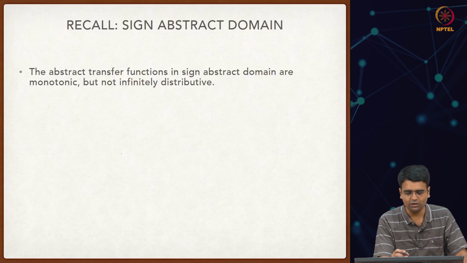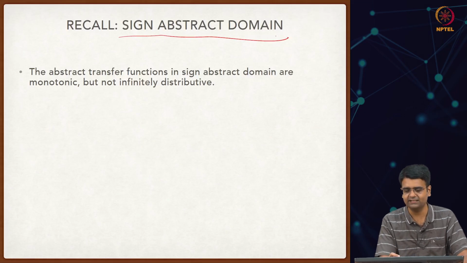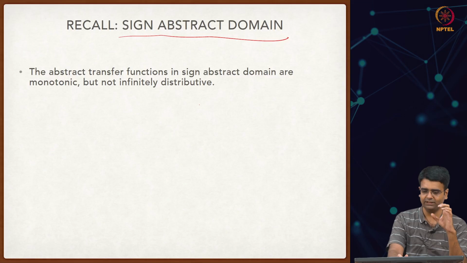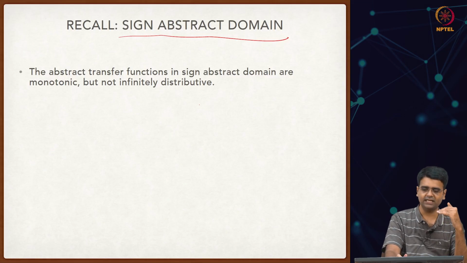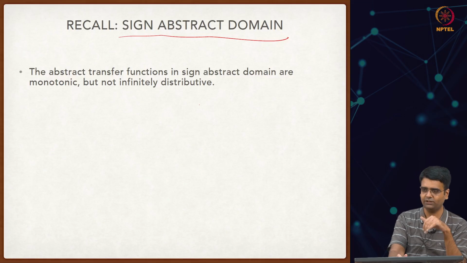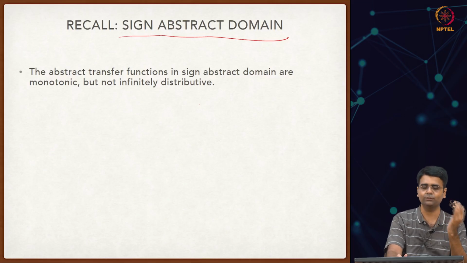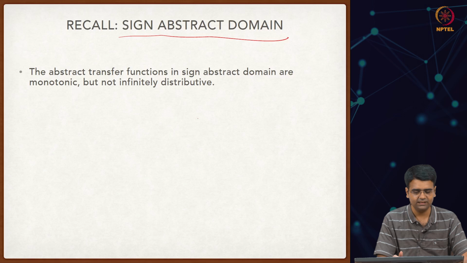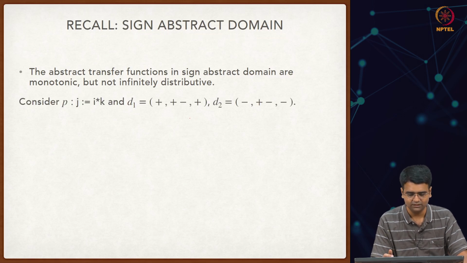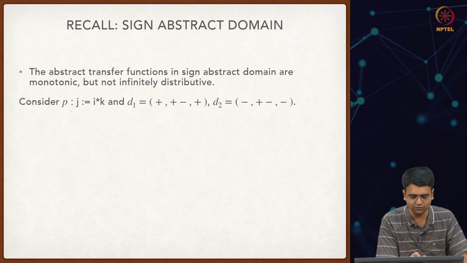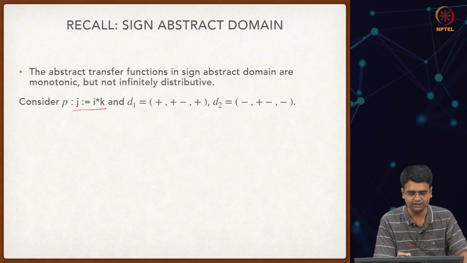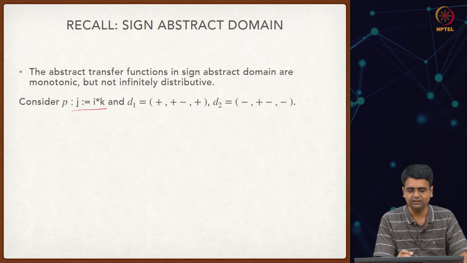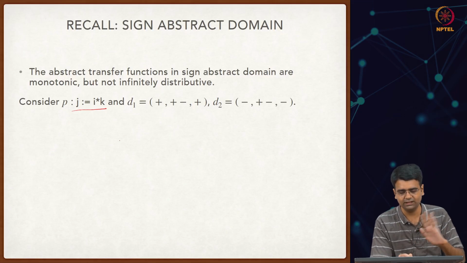So recall, in the sign abstract domain, in particular we had an example where the LFP of f bar was not equal to the abstract GOP. In fact, the reason why this is happening is because the abstract transfer functions of the sign abstract domain are monotonic, but they are not infinitely distributive. So in particular, they are not even distributive. So since the abstract transfer functions are not distributive, therefore the LFP of f bar is not equal to the abstract GOP. Okay. So in particular, if you just take this particular program statement, which is j equal to i into k, and remember, this was one of the program statements in the problematic program that we had seen earlier, where the abstract GOP was not equal to the LFP of f bar.